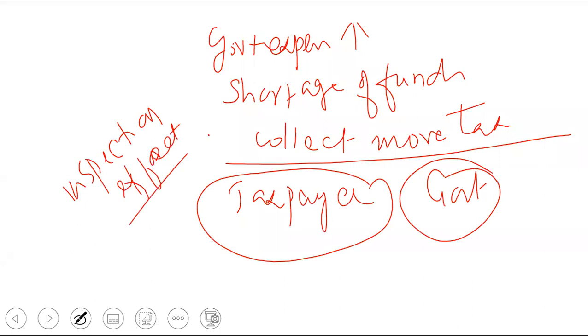Let me repeat. First one, what is tax tolerance? Point number 1 is it is a war-ridden economy.